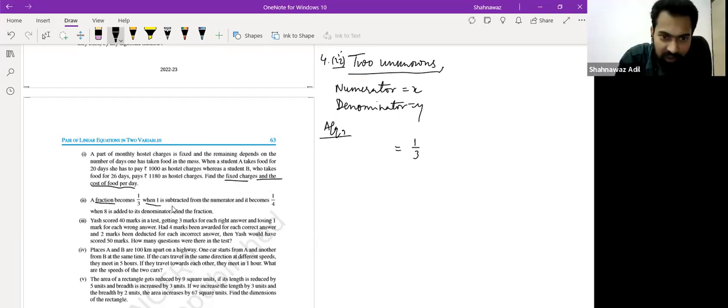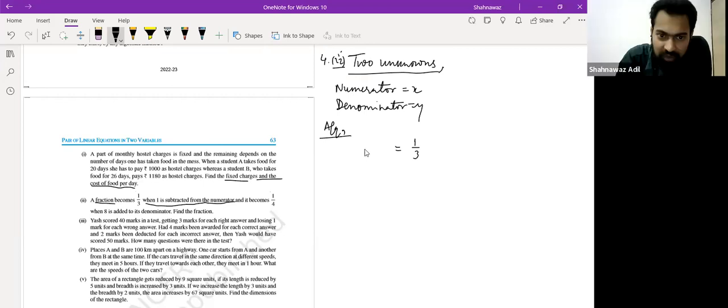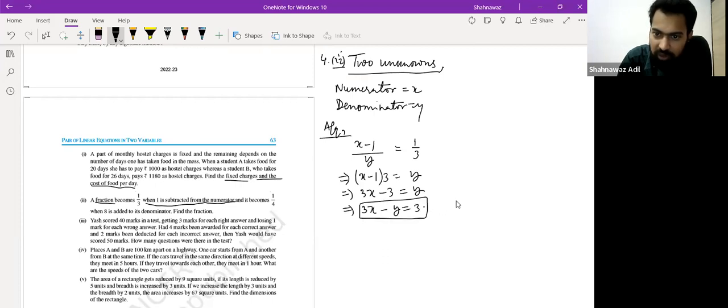So only focus on this part. So my x minus 1, and then upon y, right? The denominator doesn't change, because there is no information about the denominator. So this will become x minus 1 times 3, and then y. So this becomes 3x minus 3 is y. Minus 1. So this is 3x minus y equals 3. So this is our one equation.